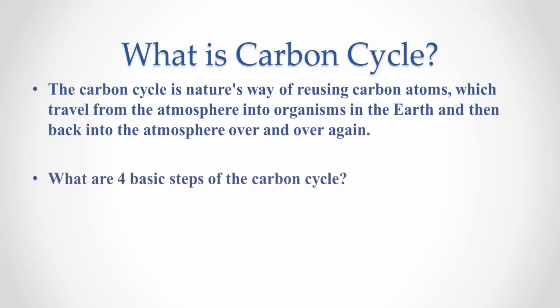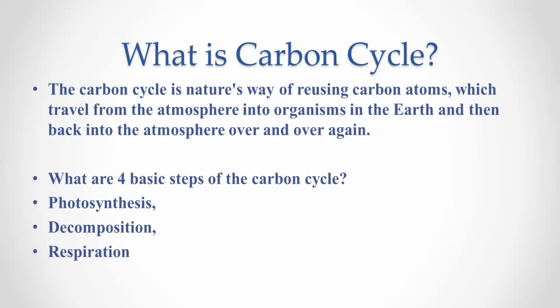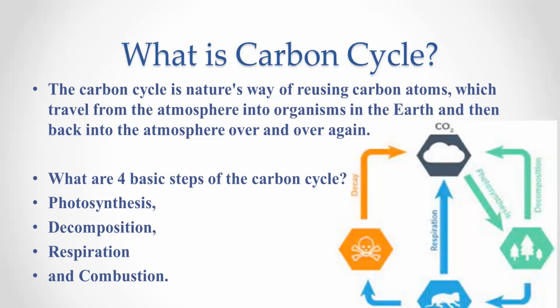What are the four basic steps of the carbon cycle? These are the basic steps: number one is photosynthesis, then decomposition, respiration, and combustion. So in these four steps mainly the carbon cycle is completed. Now we shall learn what these four steps are. This is a very easy and simple diagram. It shows all these four steps.